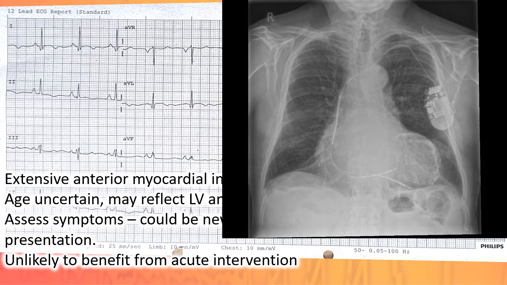This is an example of an LV aneurysm on a chest x-ray, and this case is quite unusual because it's calcified all around, so you can see the boot-shaped heart, the left ventricle which is bulging outwards like a boot, and the area is heavily calcified.